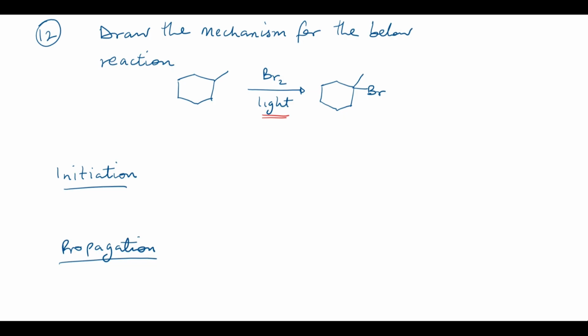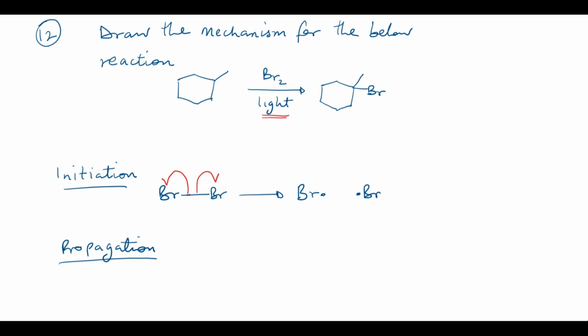So what happens in the initiation step is that the bromine molecule will be split into radicals. So under light conditions, the bond between the bromine atoms will break, and then one electron will go to one bromine atom, the other electron will go to the other bromine, and then you will have 2 bromine radicals. So in the initiation step, 2 radicals are generated.